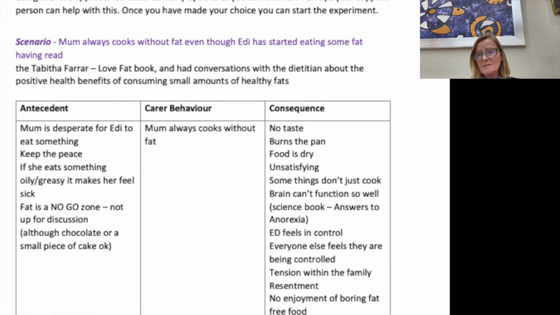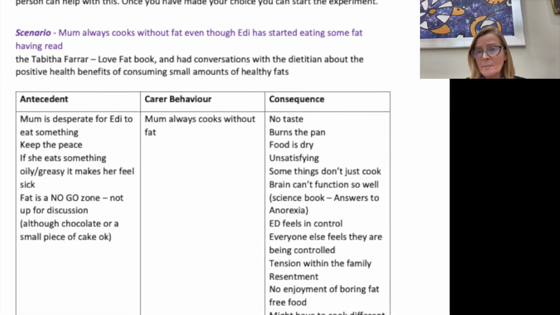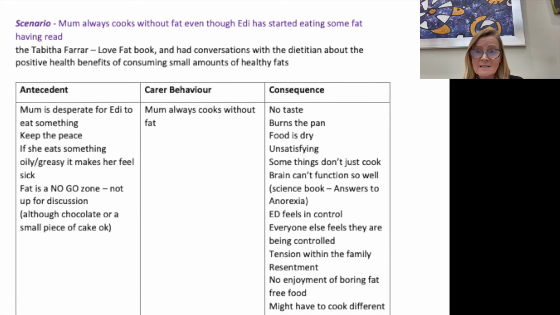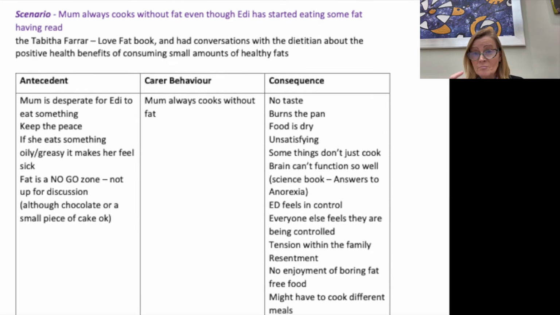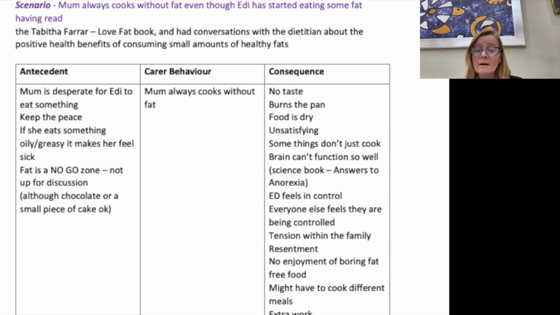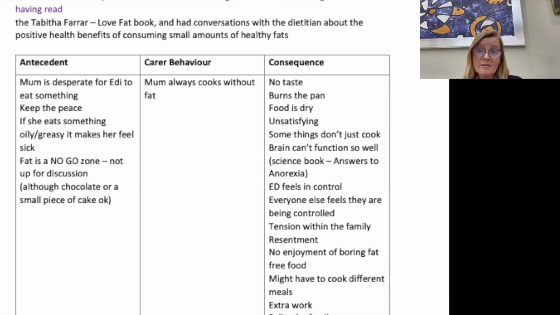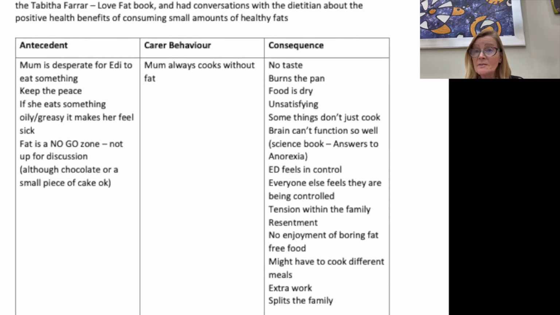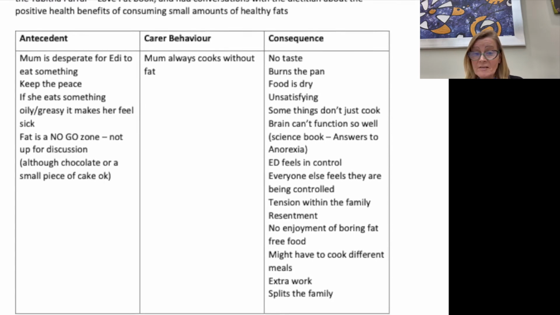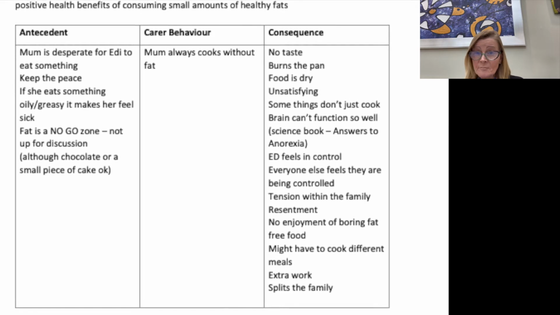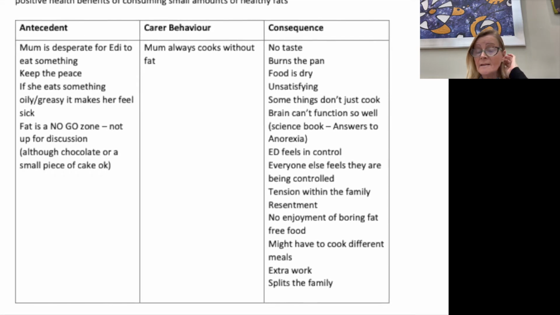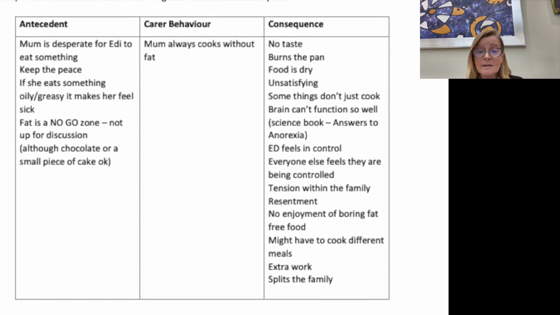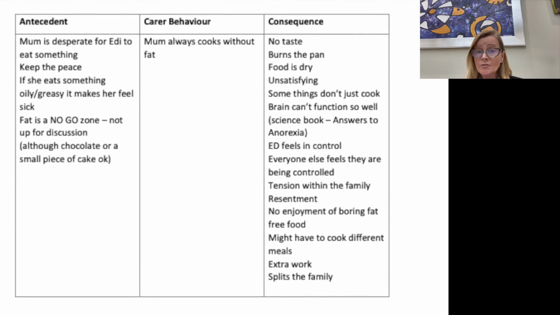The consequences are the food isn't tasty, it burns the pan, the food is dry, it's unsatisfying, some things don't cook well, the brain can't function well without fat. The eating disorder feels in control. Everyone else feels they're being controlled by the family. There's tension within the family, resentment, no enjoyment of the boring fat-free food. Mum might be cooking different meals for different members of the family, and the family kind of gets split down the middle. So the idea is that we want to make a change.